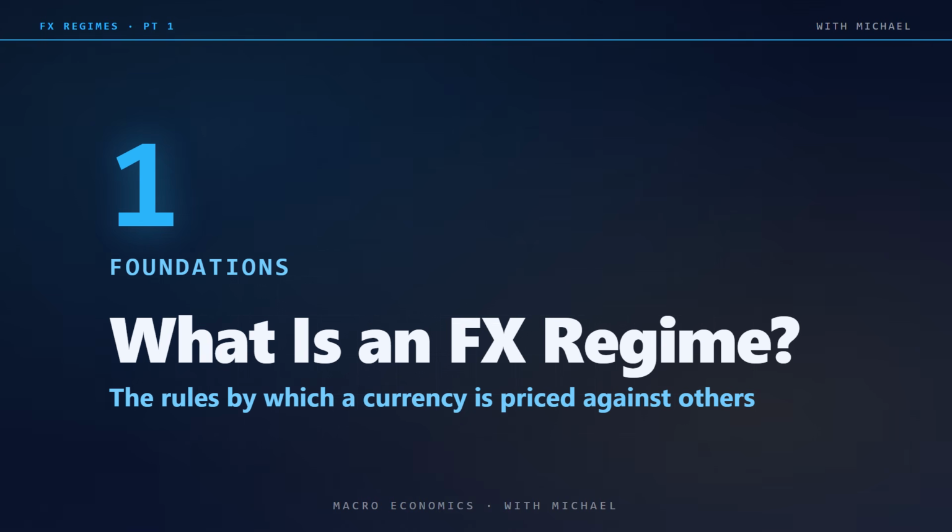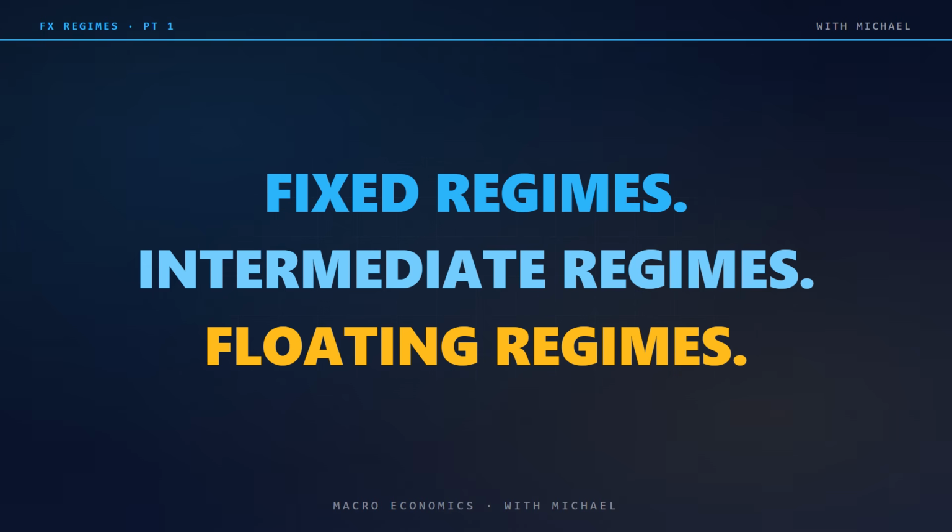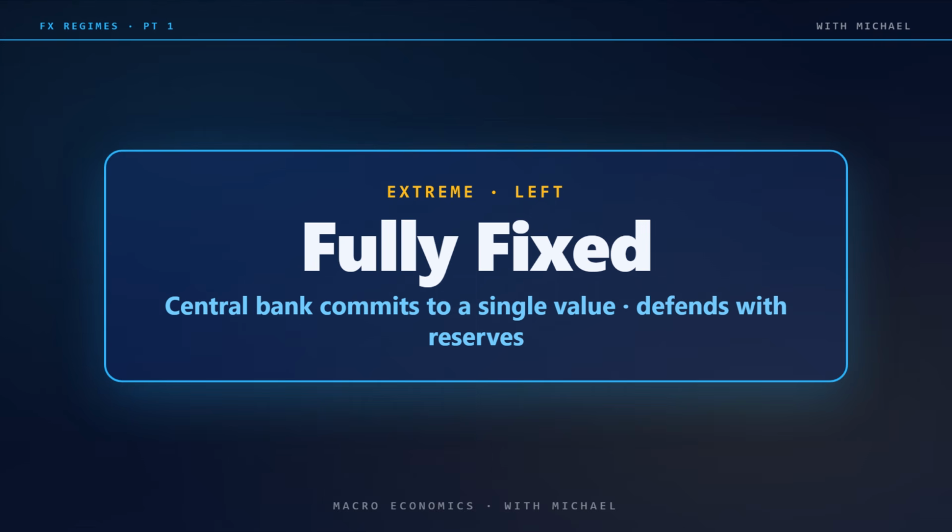What is an exchange rate regime? Quite simply, it is the set of rules by which a country's currency is priced against other currencies. There are 3 big families: fixed regimes, intermediate regimes, and floating regimes. Within each family, there are many flavors, and the choice between them, between fixing and floating, is one of the most consequential macroeconomic decisions a government can make. It shapes inflation. It shapes growth. It shapes trade. It shapes investment. It even shapes politics.